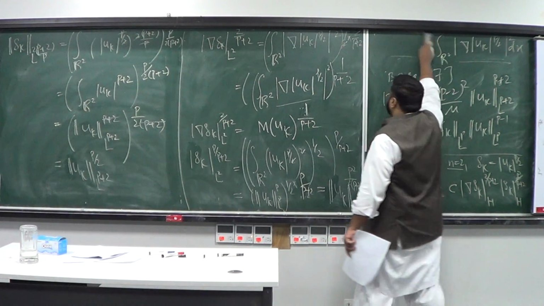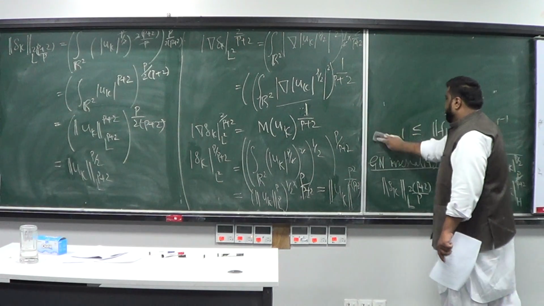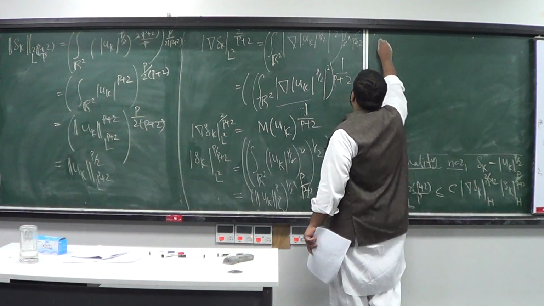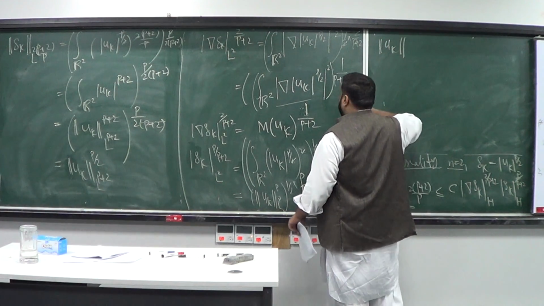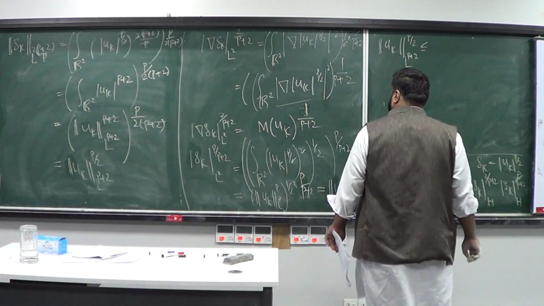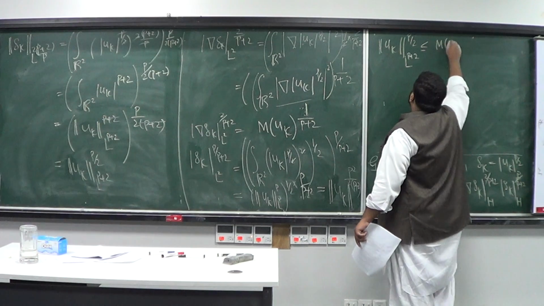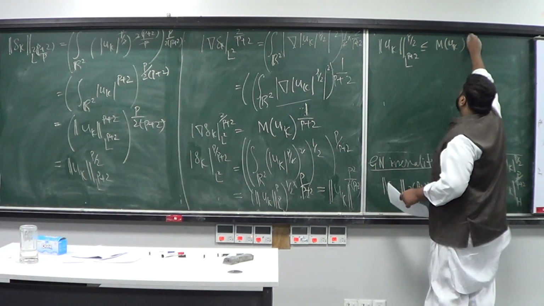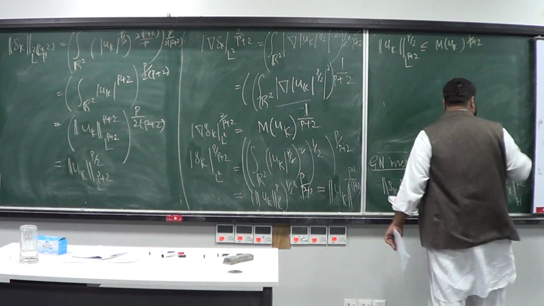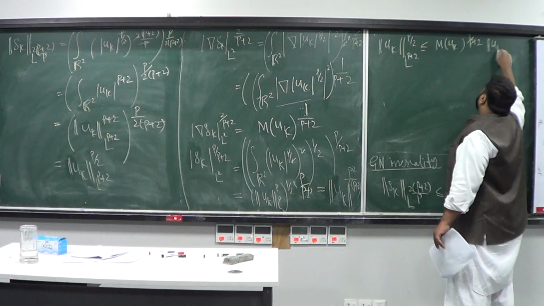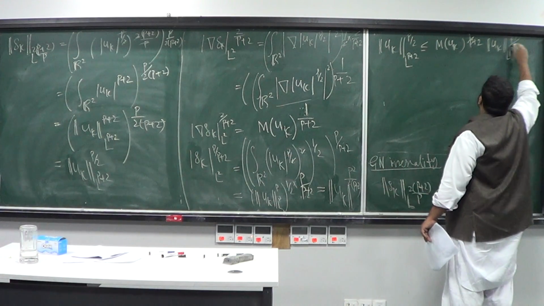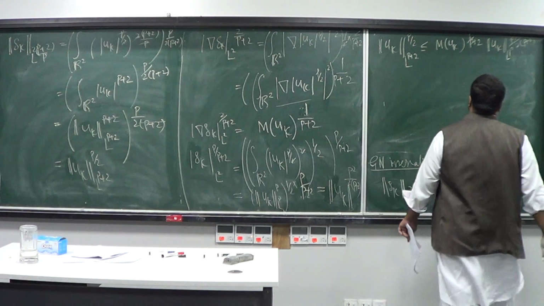What is the next thing? The next thing is to substitute all of these three into what you call the Gagliardo-Nirenberg inequality. So this side becomes what? The L^{p+2} norm of u_k^{p/2} can be estimated by m(u_k) raised to 1 over p plus 2, times the last term, which is the L^p norm of u_k raised to p squared divided by 2 times (p plus 2). So this is what you're going to get.